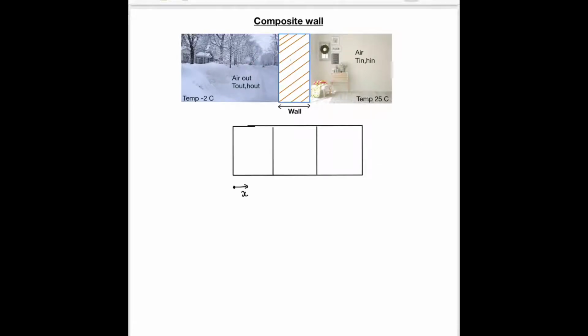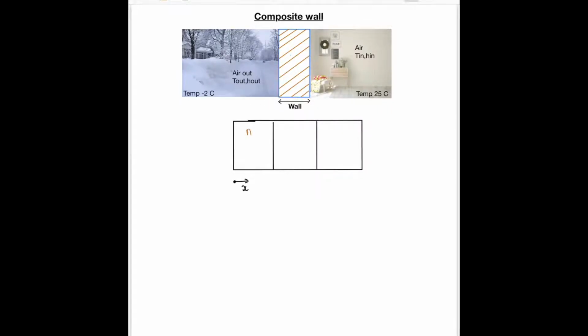So let's assume our wall is made up of composite material. That is, the wall is made up of three different kinds of material with different thermal conductivity and length. So we have a wall A, wall B and wall C. Wall A is of length LA and thermal conductivity Ka. Wall B is of length LB and thermal conductivity Kb. Wall C is of length LC and thermal conductivity Kc.